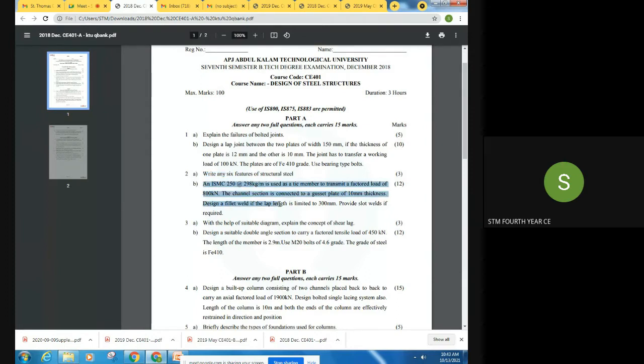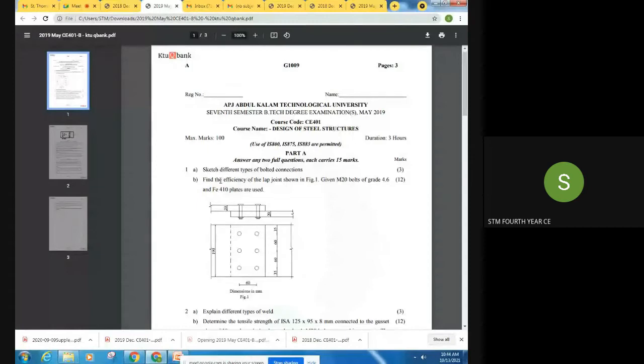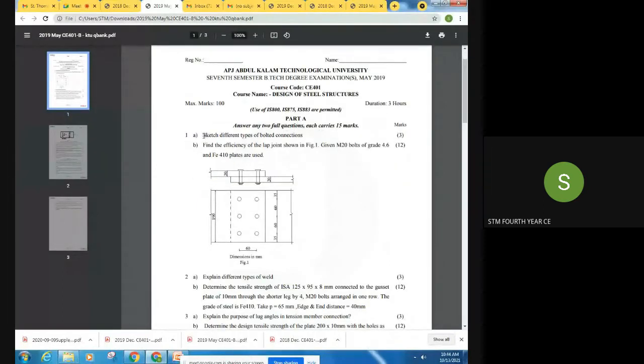And this question is from second module, and shear lag is also from second module. Okay, so carry a factored tensile load of 450 kilonewton, suitable double angle section. So this is also from second module. So I hope this problem and these 2 theory questions can be answered from the first module. And in another question paper, sketch different types of bolted connections. So the bolted connection, different types, that is not mentioned in the classroom because it's not that much important. So in the revision session we will discuss different types of bolts.